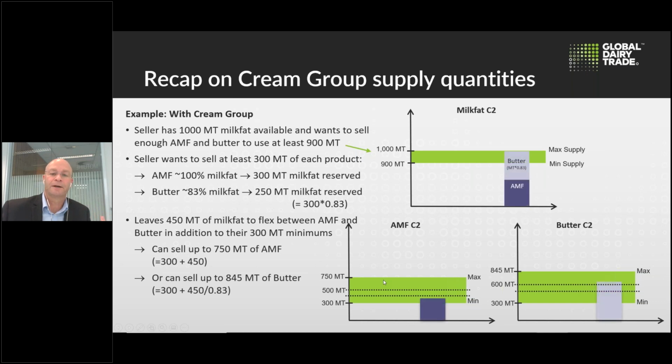So as a result, the auction will proceed and take in the bids for AMF and butter, and will arrive at a combination that adds up to selling 1,000 tonnes of milk fat through some combination of AMF and butter. And in this example, you can see, for example, the amount of AMF sold actually is below what would have been sold without the cream group. It's below the bottom dash line, and the butter, we've actually sold, in this case, more butter than it would have been possible to sell without the cream group. So, you've just got a lot more flexibility.